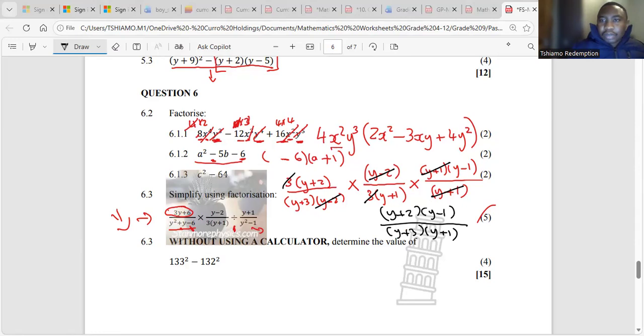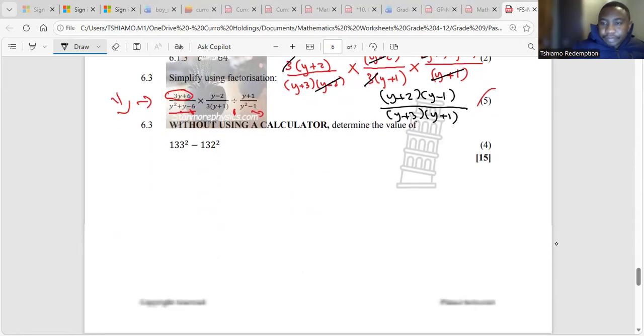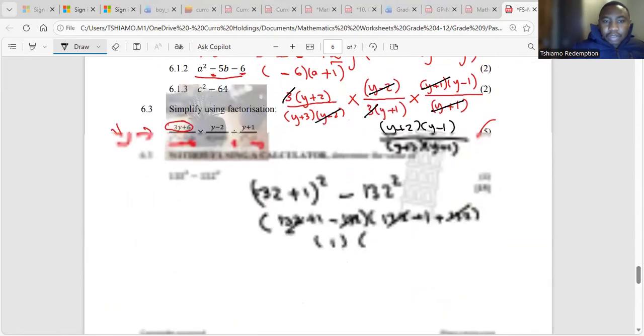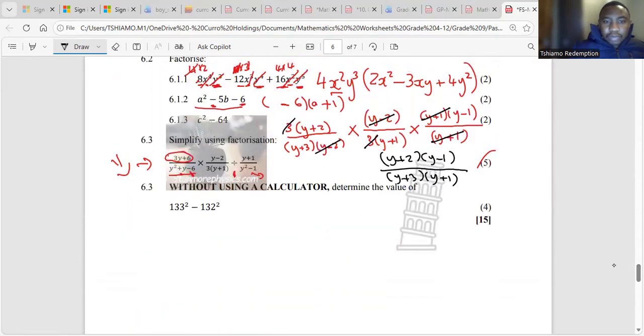Okay, last question. Oh, we still have more questions there. Okay, now let's do this one quickly. Without use of a calculator, determine the value of this one. So solve this without a calculator, 4 marks. Because I've been doing factorization in this question, I'm assuming that I will have to solve this question using factorization. And then what is the relationship between those two terms?